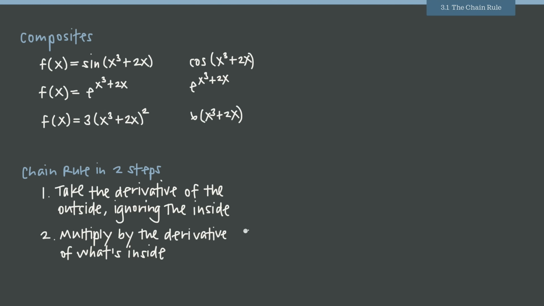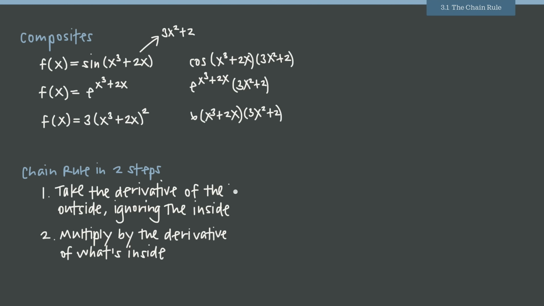Step 2 of the chain rule tells us that we then have to multiply by the derivative of what's inside. That inside function for all 3 of these is x cubed plus 2x, so we multiply by that derivative. Well, the derivative of x cubed plus 2x is 3x squared plus 2, which means that we then take each of these functions and we multiply by 3x squared plus 2. So that's step 2 of the chain rule for the trig function. Here we multiply by 3x squared plus 2, and here we multiply by 3x squared plus 2, and now we have each of our 3 derivatives, we just need to simplify.